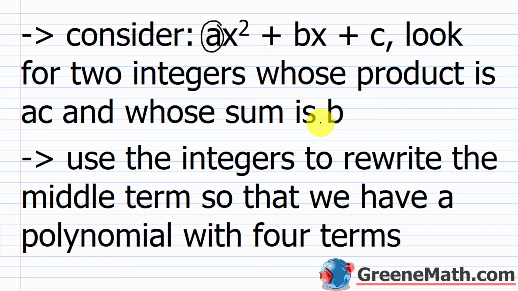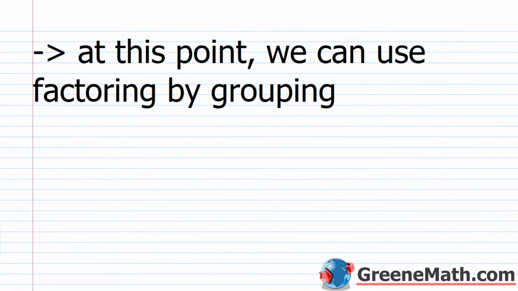When you find those two integers, you're going to use the integers to rewrite the middle term so that we have a polynomial with 4 terms. And I know that might be a little confusing, but once you see me do an example, that's going to really resonate with you and show you how easy this is. So then at this point, we can use factoring by grouping.